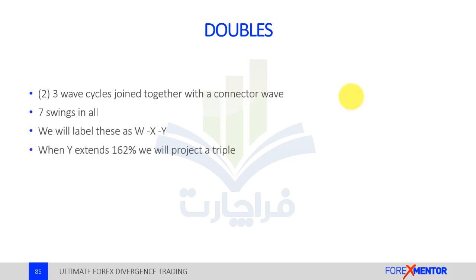Now, when Y extends 162%, we will project a triple. And I think I might have forgot to mention this part on the ABCs. If wave C extends 162%, we will project a double. Okay, and we'll show that here in a moment, but the same principle applies. If we do not see divergence, we will project a continuation.